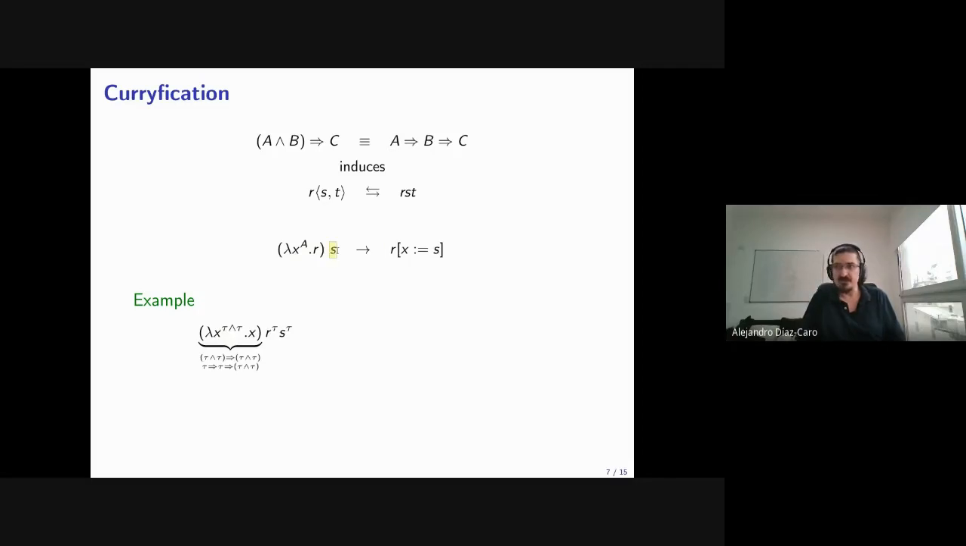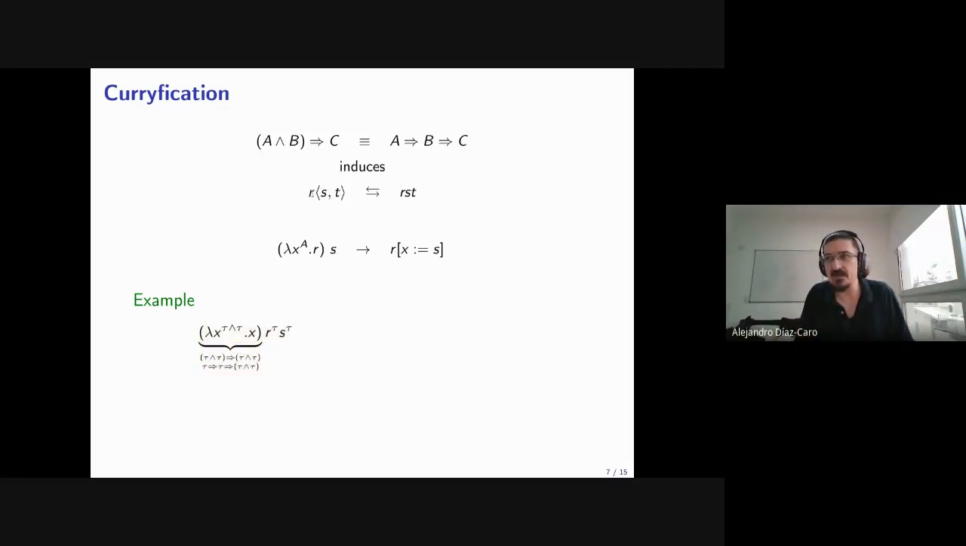This rule says you take the first argument that you give, and you replace in the body of this function the argument by this witness you give. So here, if you use this rule in this case, what you will get is R applied to S, which is not at all what we wanted. What we wanted is a proof of R and S, because of the type.